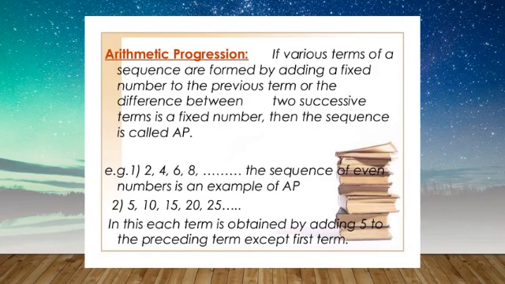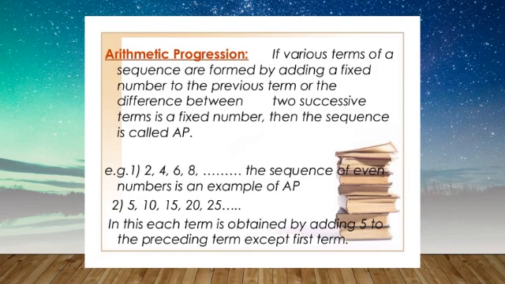See, here what I'm doing in the first one, I'm adding 2 in each term so as to get my next term. 2 plus 2 gives us 4, 4 plus 2 gives us 6, 6 plus 2 gives us 8 and so on. In the second sequence, I am adding 5 in each term so as to get the next one. Like 5 plus 5 gives us 10, 10 plus 5 gives us 15, 15 plus 5 gives us 20, 20 plus 5 gives us 25 and so on.